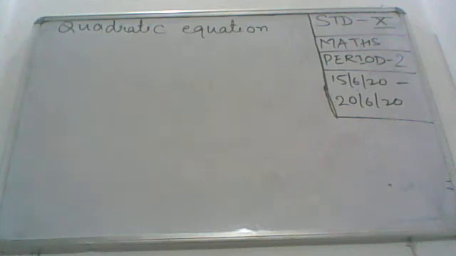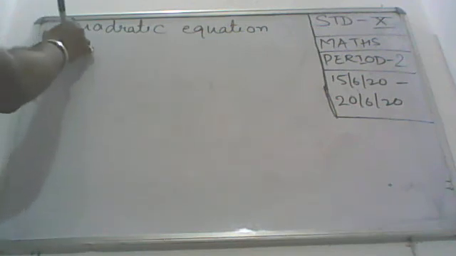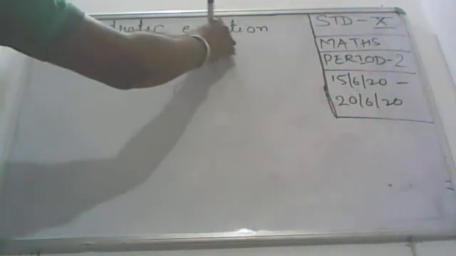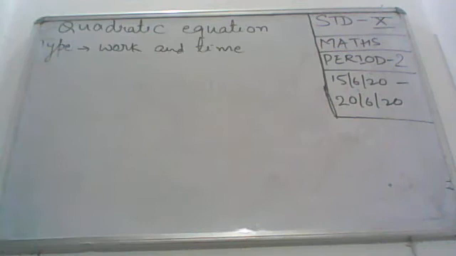So now today we are again going to discuss some problems based on quadratic equations, and this time the type will be work and time. Okay, we'll solve some questions based on this. So let us see some questions. I write one question here, and then we'll solve that question.